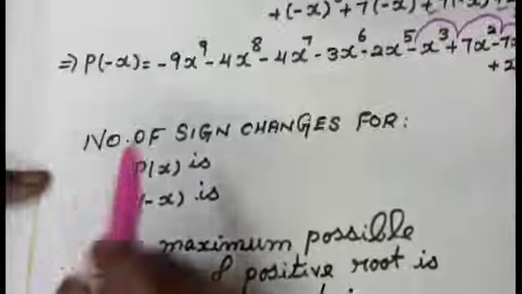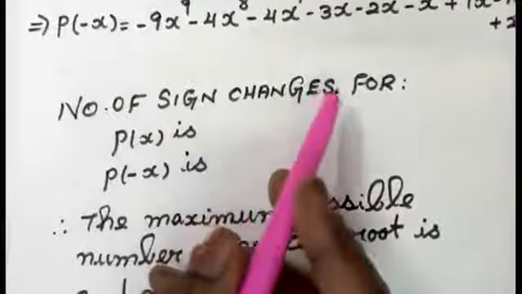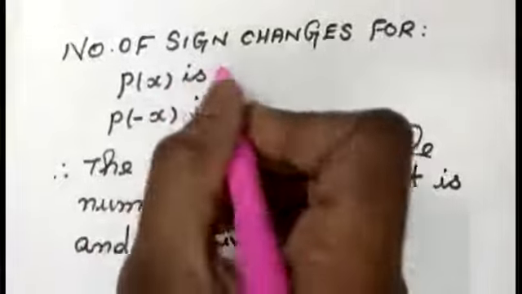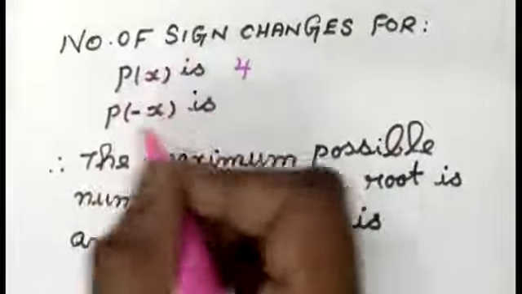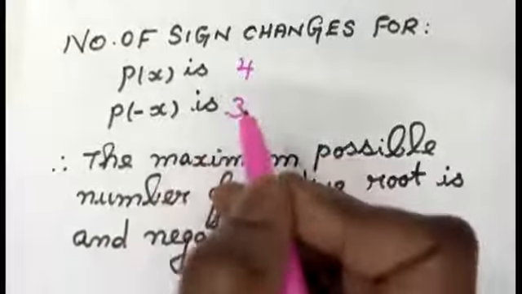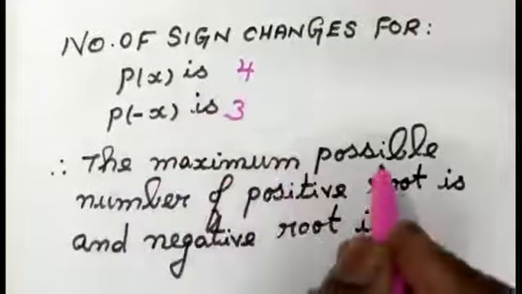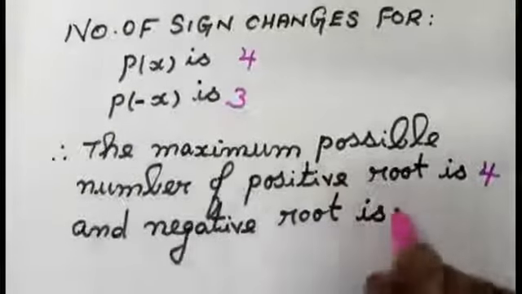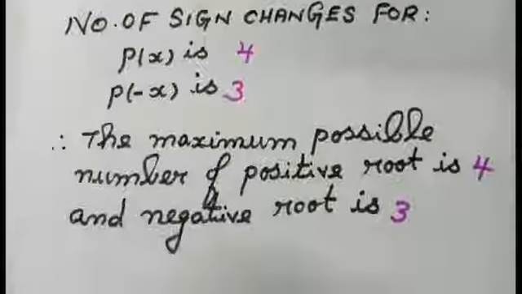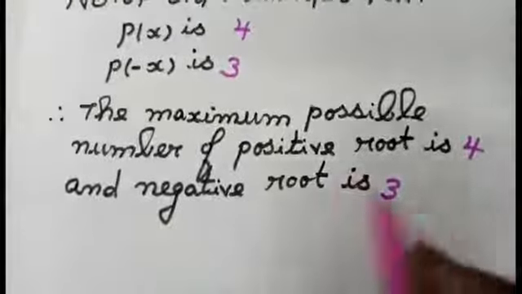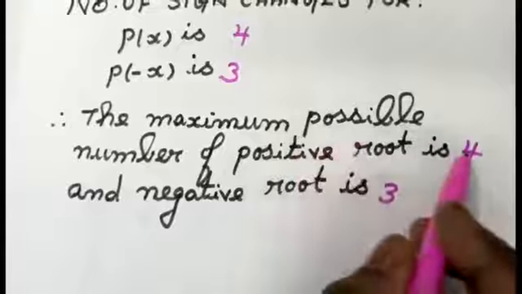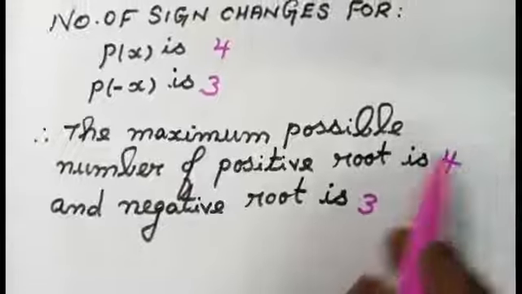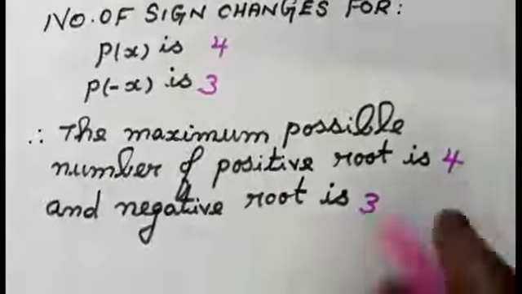Just see here, students: for P of x, the number of sign changes is 4, and for P of minus x, the number of sign changes is 3. The maximum possible number of positive roots is 4 and negative roots is 3. So that is the concept. If the maximum number of positive roots is 4, it can be 0, 1, 2, 3 or 4. Negative roots can be 0, 1, 2, 3. So that is the calculation.